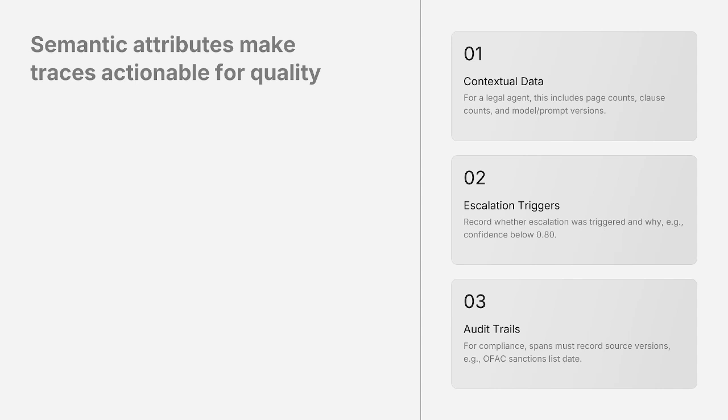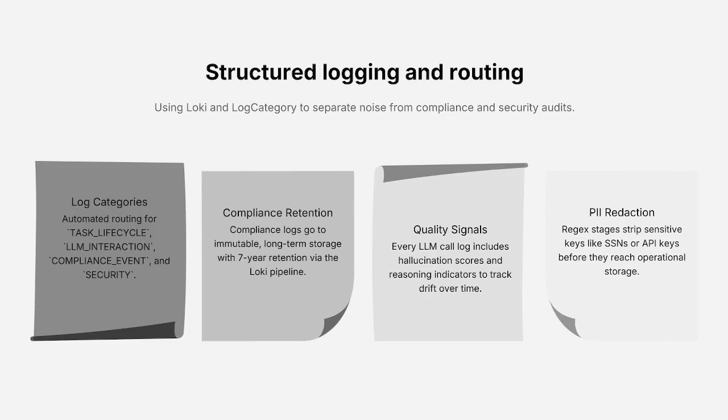And then audit trails, very, very important for compliance. Every span records its source. So you implement an audit trail to ensure that every agent operates within a predefined compliance principle. And then we have structured logging and routing. So using Loki and log categories to separate noise from compliance and security audit is also very, very important. So you can collect the log categories that you should collect.